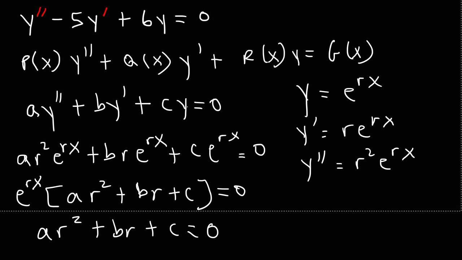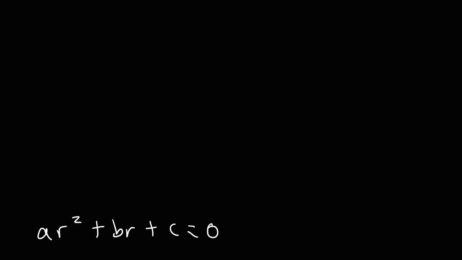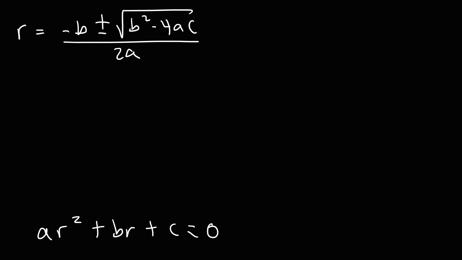Now, when we have that equation, what we want to do is solve for the value of r. There's two things we can do in order to get that done. We could factor, or we could use the quadratic formula, which is r is equal to negative b plus or minus the square root of b squared minus 4ac, divided by 2a. Now, there's three cases that you need to be familiar with when solving for r.